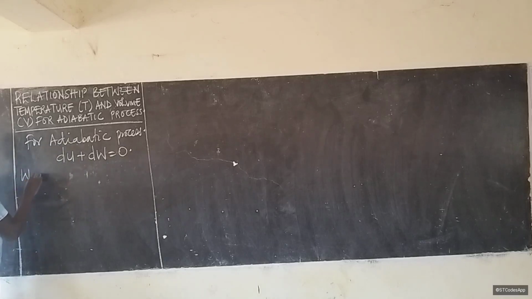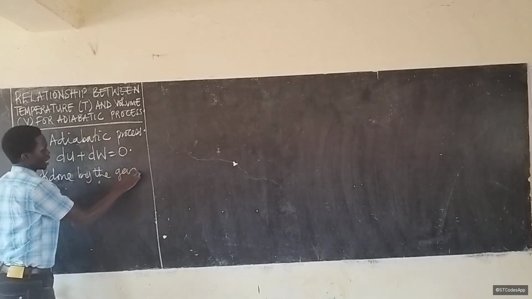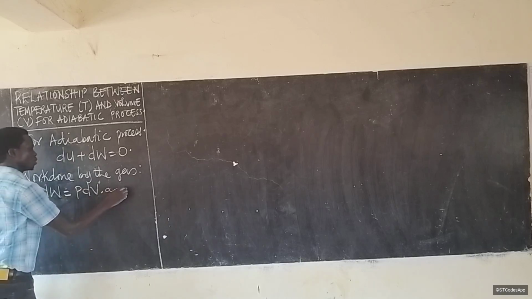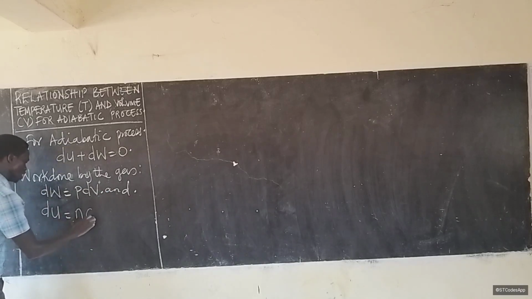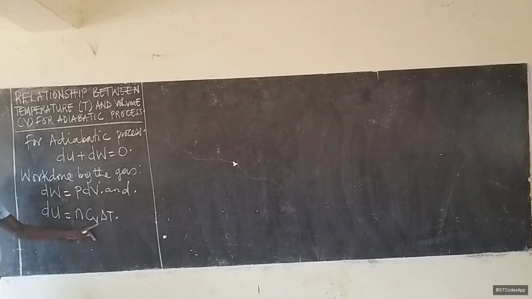work done by the gas is given as dW, which is got by saying P dV, and also the internal energy of the gas is given as n Cv change in T. This is at constant volume. We are considering the volume to be constant, not expanding in that case.